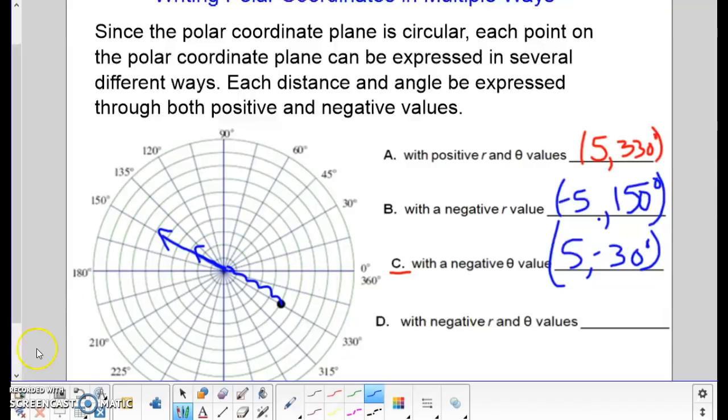So when you think about using a negative radius, you're going to face away from the point. Instead of looking at the 330 degrees, I'm going to look the other way, but I'm going to walk backwards.